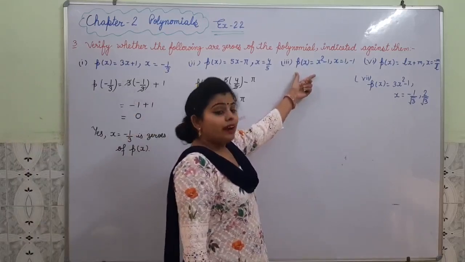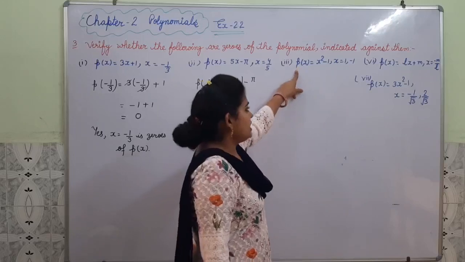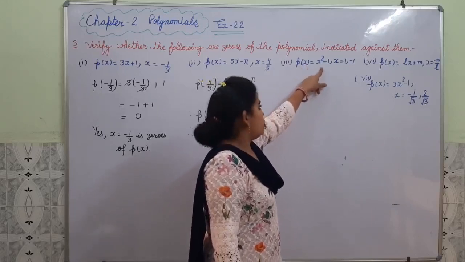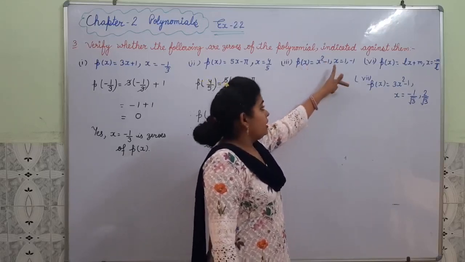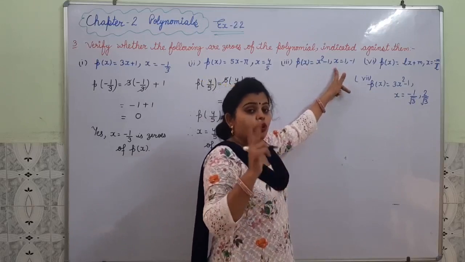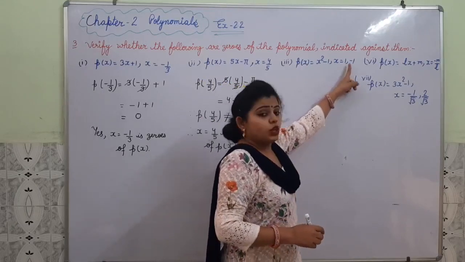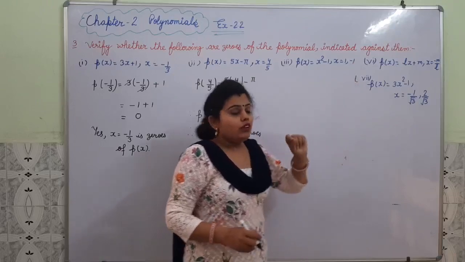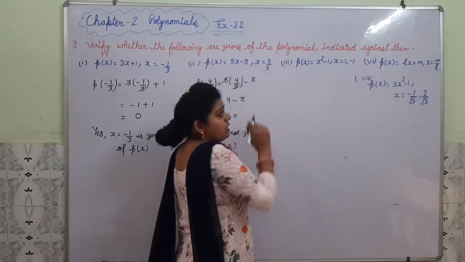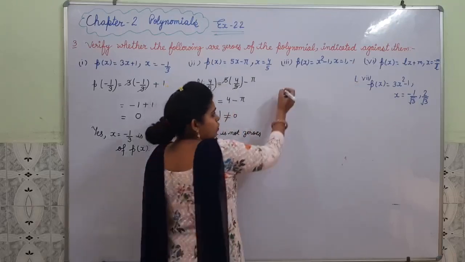See next part, that is third part. What is given? P of x is equal to x square minus 1, and now we have to check for two values of x: x is equal to 1 and minus 1. We will check one by one. Firstly, we will check for x is equal to 1.